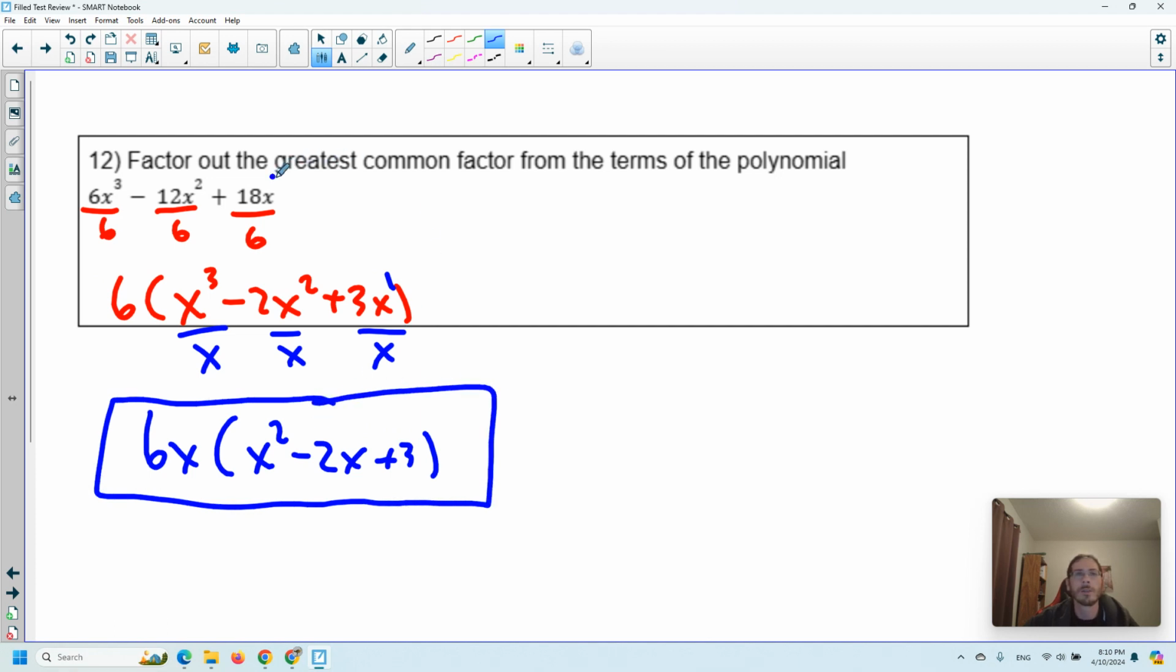As was said in class, if we're doing this greatest common factor, again, that's like an undistribute. We're going backwards from the distributive property. If we were to distribute, we would get back to the original.